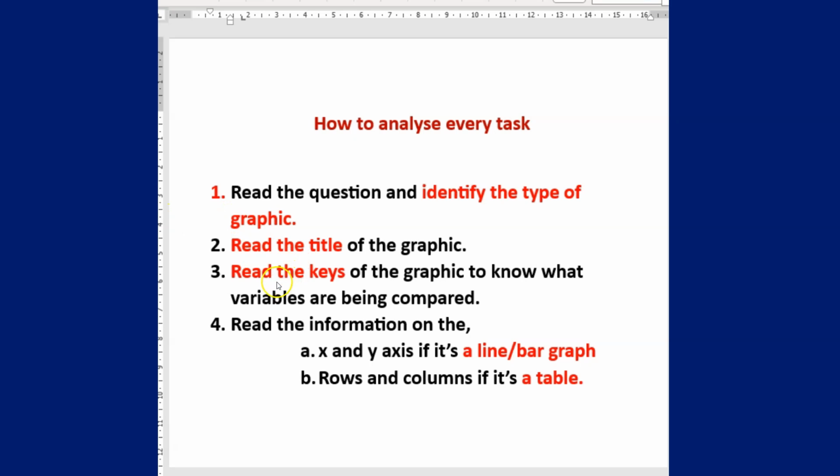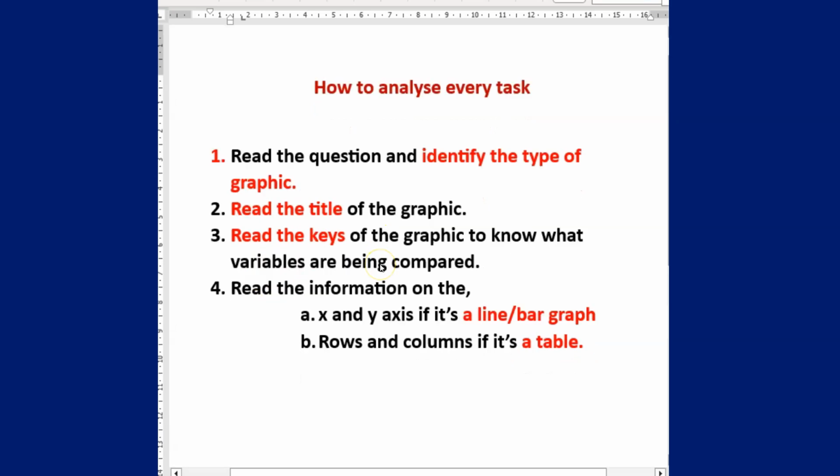And aside from that, you also have to read the keys. Read the keys of the graphic to know what variables are being compared. Each key will correspond to one particular piece of information or data. So you have to know that this particular key is for this. Maybe red is for women and blue is for men. So you have to know the keys and what kind of variables you are comparing.